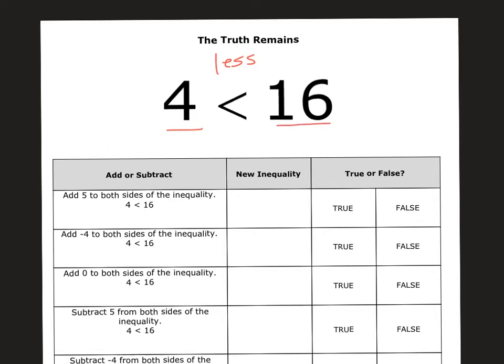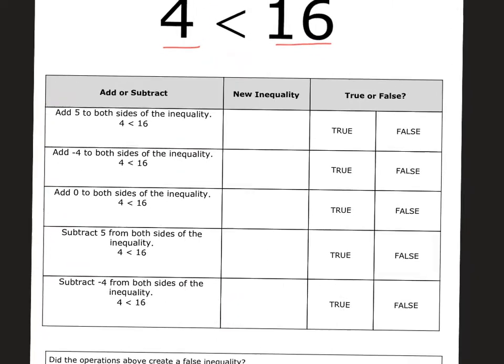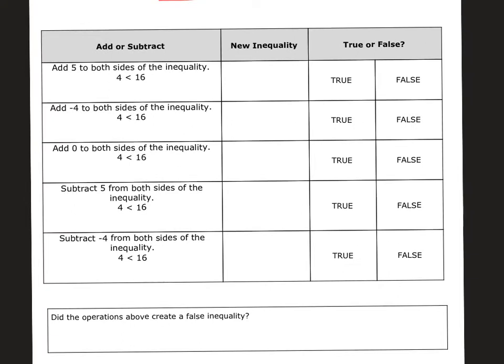I want us to keep that same inequality, and we are going to see what happens when I add, subtract, multiply, or divide. So let's look at the first one. Let's add 5 to both sides of this inequality. 4 plus 5 is going to give me 9, and if I add 5 to 16, that's going to be 21. Is 9 less than 21? I think we can all agree that that's a true statement.